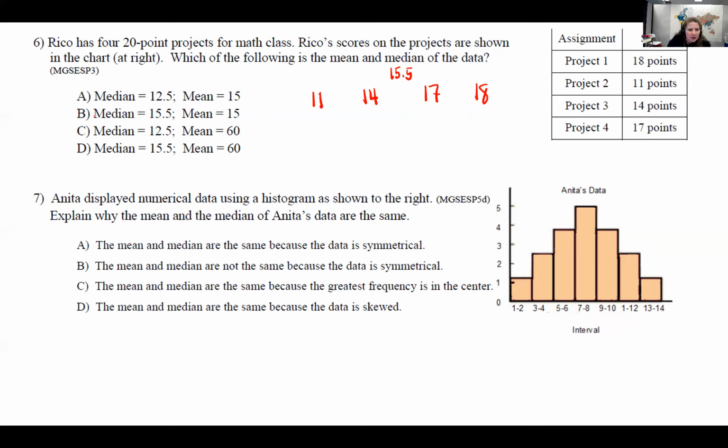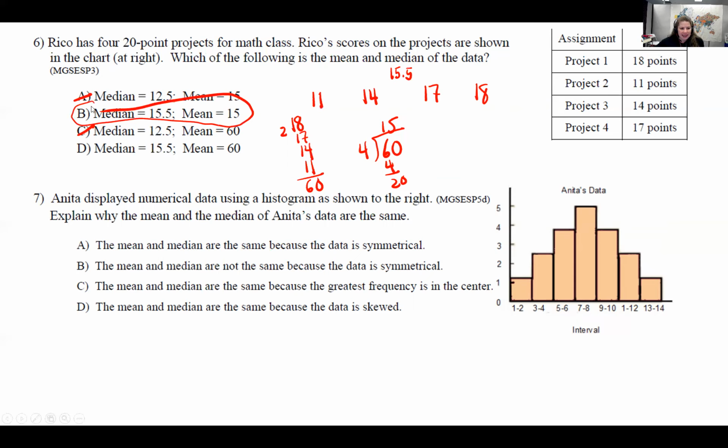So I know either B is the best answer or D, not A and not C for the median. And then for the mean, we're going to add up these numbers. So let's see, that's 15, 19, 20, 2, 3, 4, 5, 6, 60, but we have to divide by 4. So 4 will go into 60 15 times. So we have a median of 15.5 and a mean of 15.